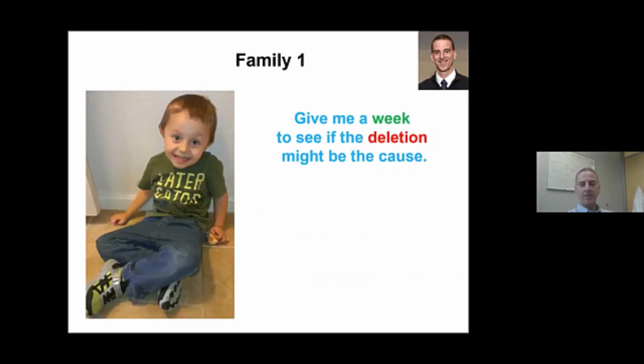And I saw this, again, very beautiful boy. But indeed, he had all the issues that had been described in his medical chart before. He had a very large head, he had super hypermobile joints, and he was definitely delayed. I talked to his mom, who was expecting to get more genetic tests that day, and I asked her to give me a week. I said, give me a week to see if this deletion might actually be the cause. In other words, maybe we've already found the answer and we just don't know it.